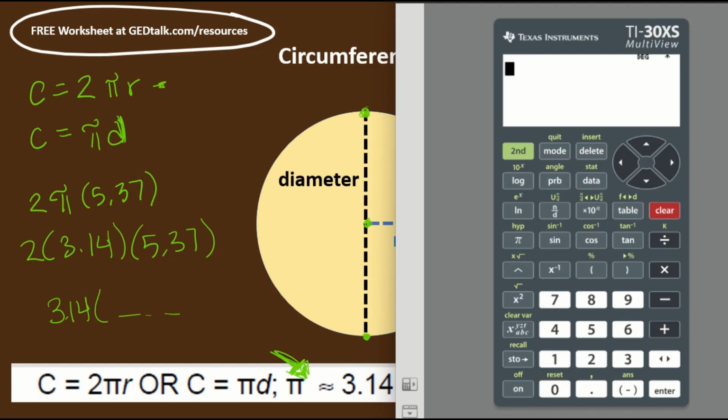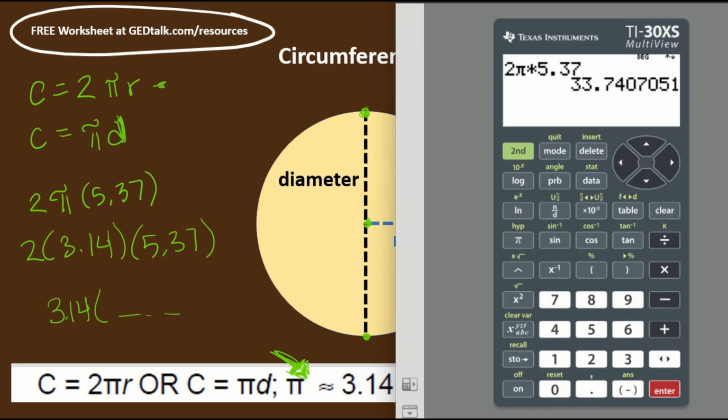So let's say, for example, we're going to use what we said, the radius was 5.37. I'm going to use this formula. I'm going to say 2, and then I'm going to come over here and click on the pi key. Then I'm going to do times 5.37, and I'm going to hit enter. And we get our answer, which is 33.74, and it continues on.